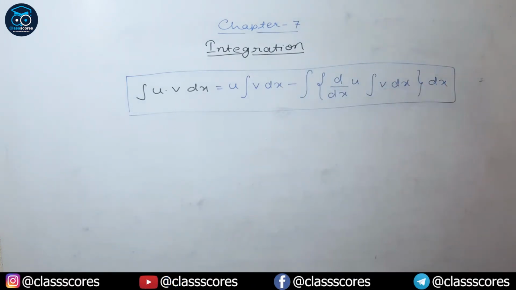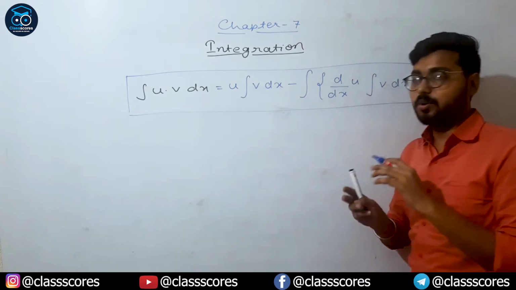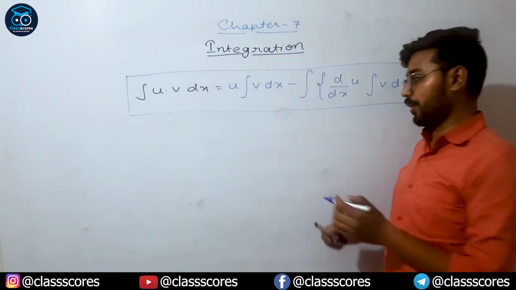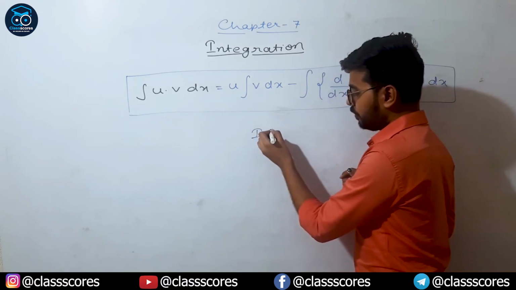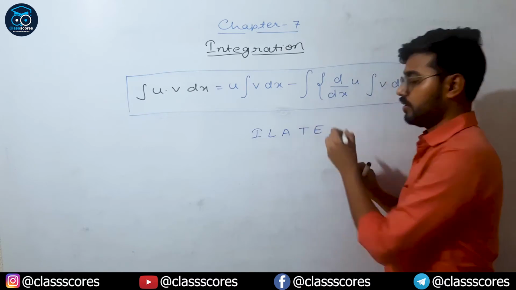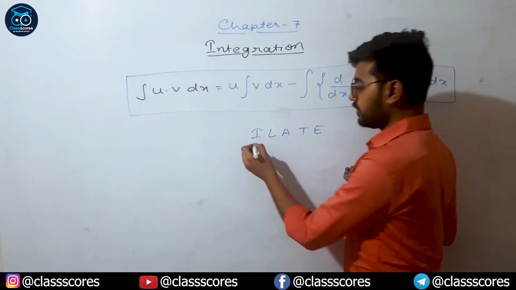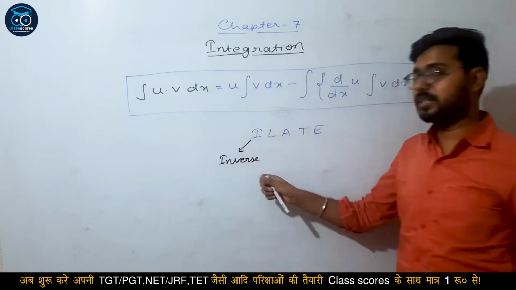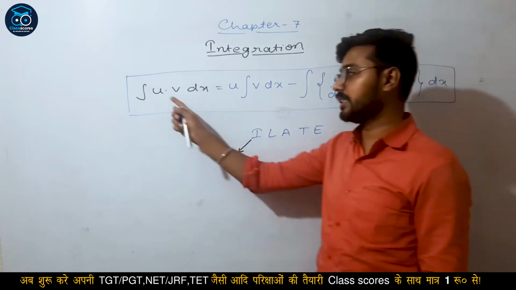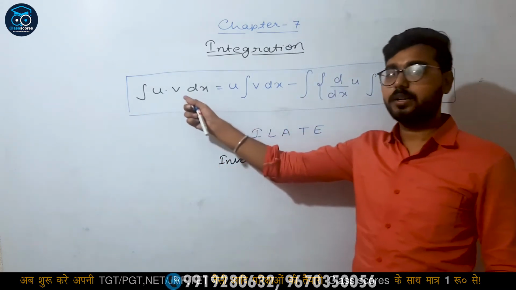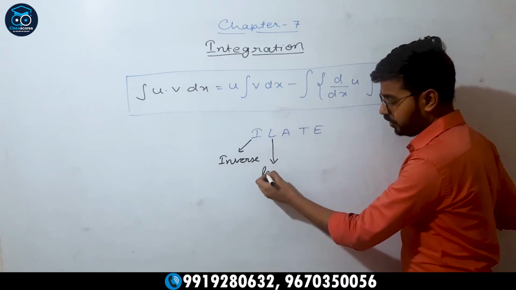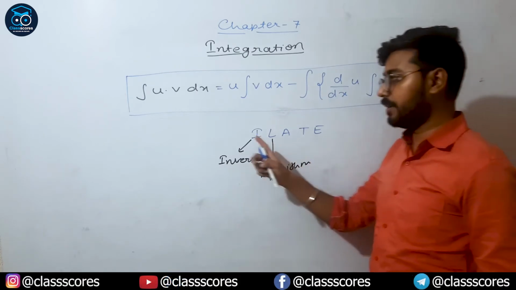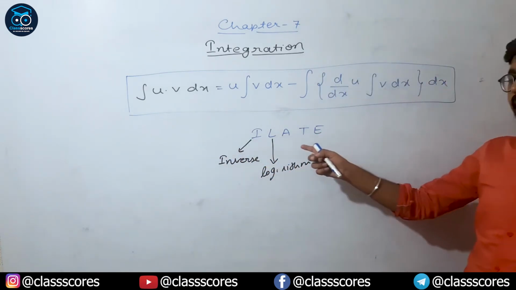The one specific thing we need to remember is, out of the two functions, which one will we consider as u and which one as v. It will always be selected from the ILATE rule. I stands for inverse. If an inverse function is available in any function, then that inverse function will be considered as u and the remaining function will be considered as v. If inverse is not available, then we check for logarithm. If a logarithmic function is available, then it will be considered as u, otherwise the other function will be considered as v.